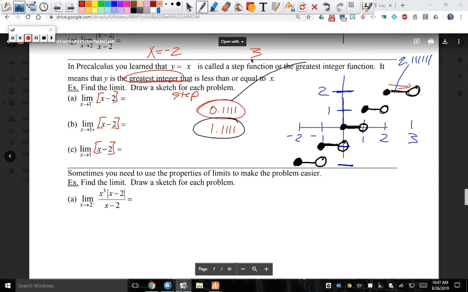One. No, not an integer, but like with a point, whatever. 1.111, this one right here. If I were to find it on the graph, on the x-axis, it would be right here. Do you agree? So let's jump on the graph. What's the y value right there? One.